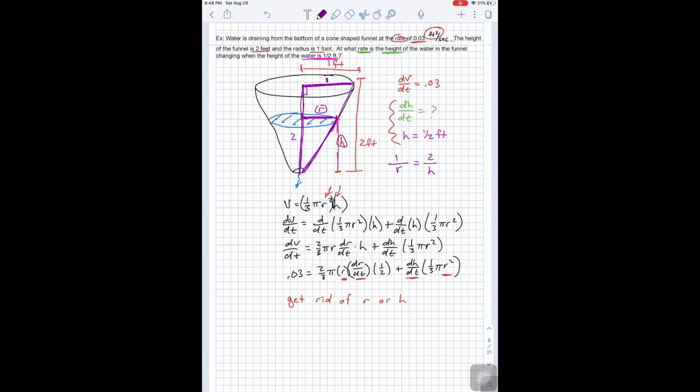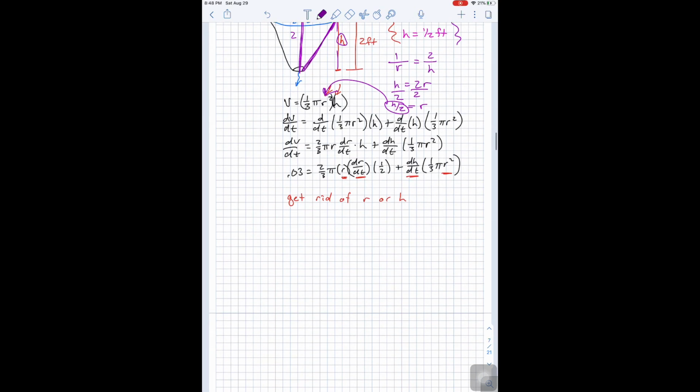Okay, and if you solve this, you get h equals 2r. So I have a choice now. I can take 2r and plug it in for h and get rid of h, but like I said before, I've got actually a lot of information about h. I probably want to keep that around. So what I'm going to do instead is solve this for r. So r equals h over 2, and this is going to go in for my r.